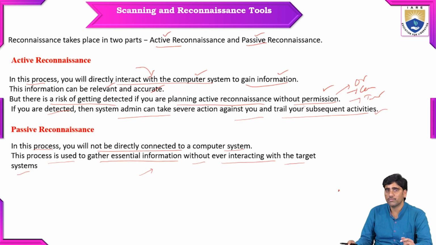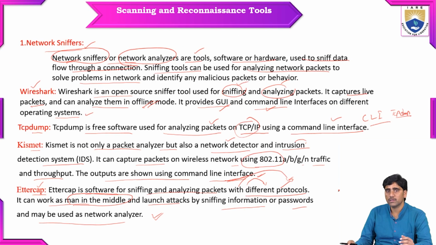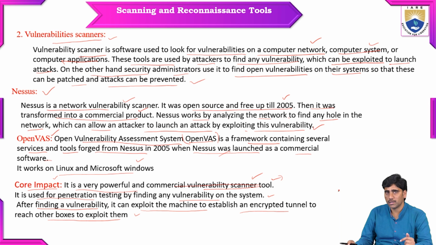And there are two types of reconnaissance. One is active reconnaissance, the second one is passive reconnaissance. And here are the different types of tools. First one is network sniffers. These tools analyze the network, and software or hardware is used to sniff the data flowing through the connections. For that, the main example, the Wireshark tool, is the best example, and there are many other tools. And similarly, vulnerability scanners. Nessus is a very important tool, and OpenVAS is also a very important tool.